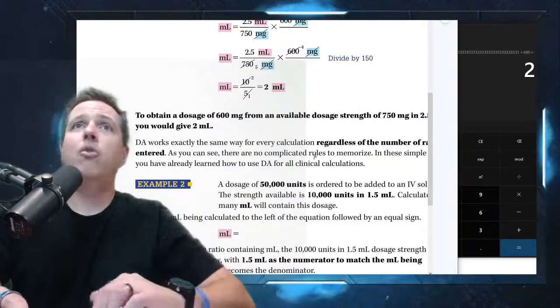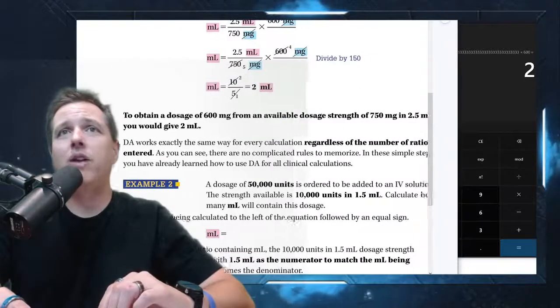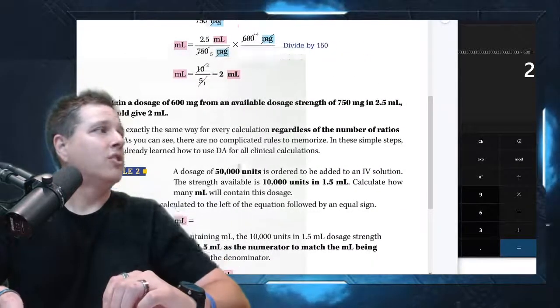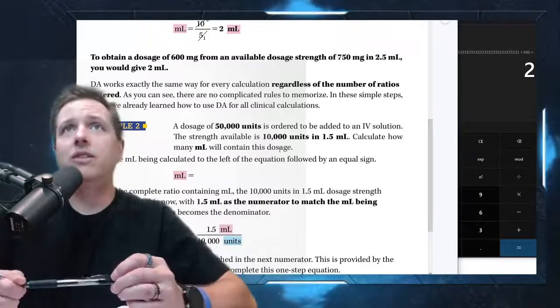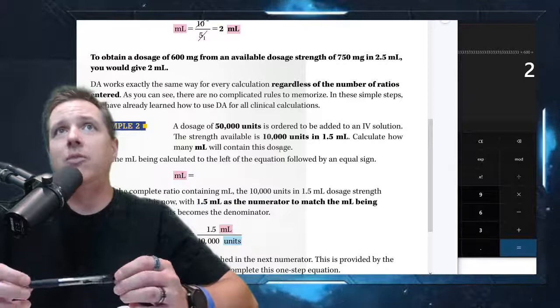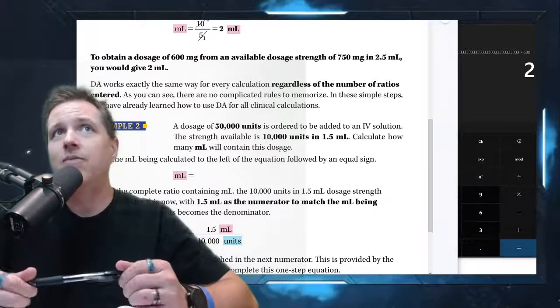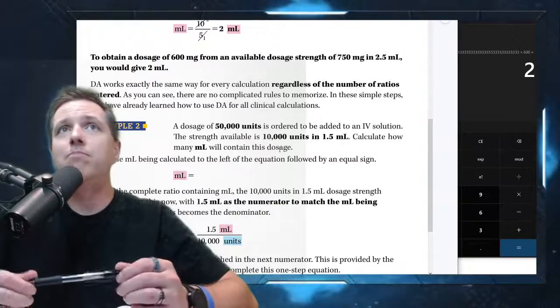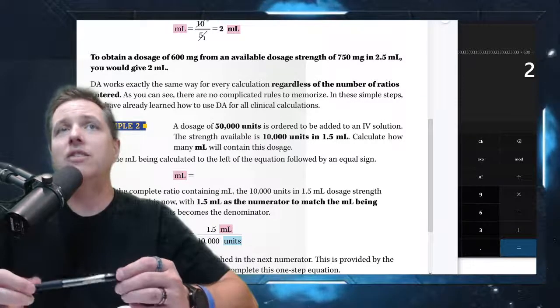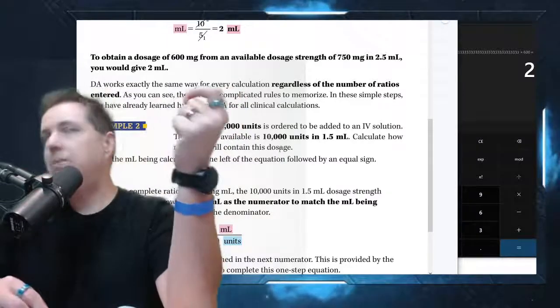Okay, so let's do one without reading it. We'll read it out of the book, but we won't follow their steps. We'll do it ourselves. So a dosage of 500 units is ordered to be added to an IV solution. The strength available is 10,000 units in 1.5 milliliters. Calculate how many milliliters will contain this dosage. So we have to figure out how many milliliters to administer to the patient.